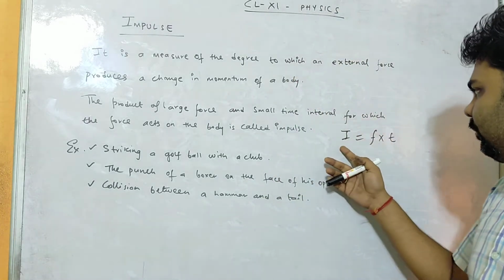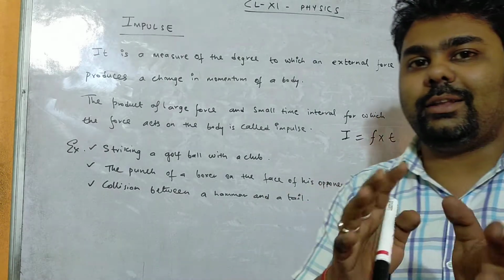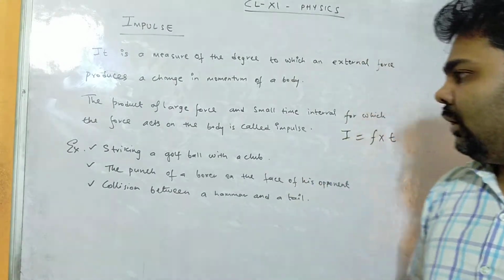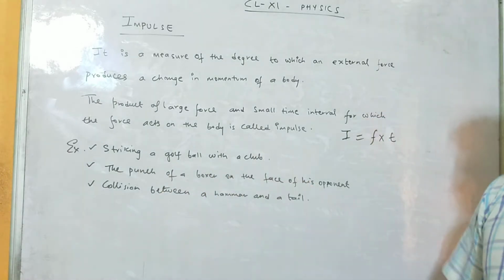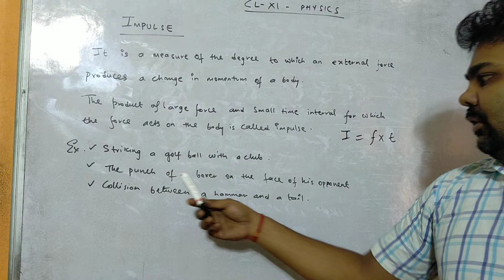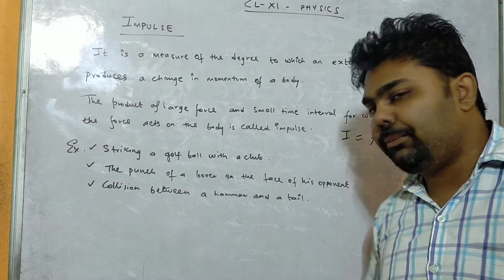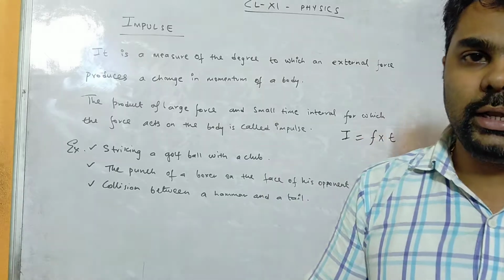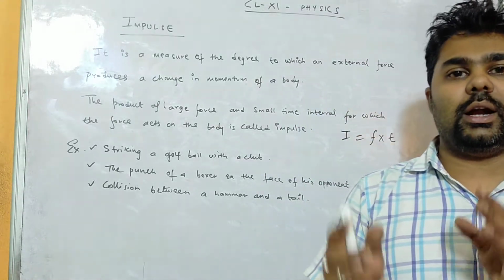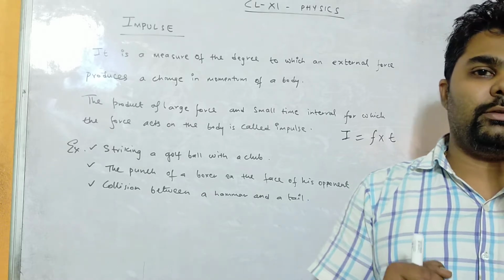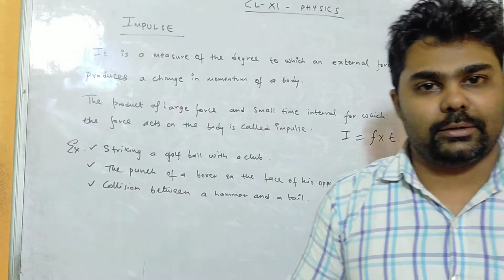So impulse can be written as F into T. Impulse can also be written as change in momentum. What are the examples of impulsive force? Striking a golf ball with a club, the punch of a boxer on the face of his opponent, collision between a hammer and a nail. When you are hammering a nail, a large force is applied in a very short interval of time, which creates a greater impact.